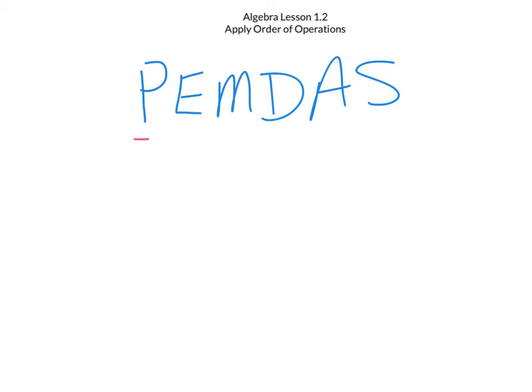Okay, so the P stands for parentheses, exponents, multiply, divide, add, subtract. And remember, multiply, divide is left to right, add, subtract is left to right. So this is essentially your lesson. So let's do an example.